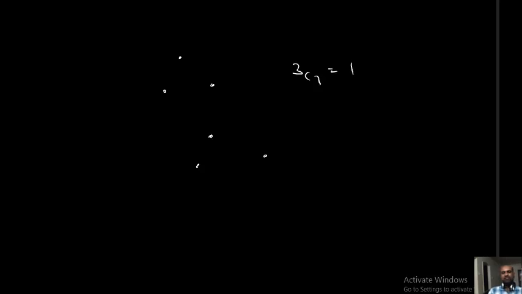4 points are given. How many triangles? I am saying triangles. See how many triangles you can construct. So this is one triangle, this is another triangle, this is another triangle. 4 triangles I am getting.